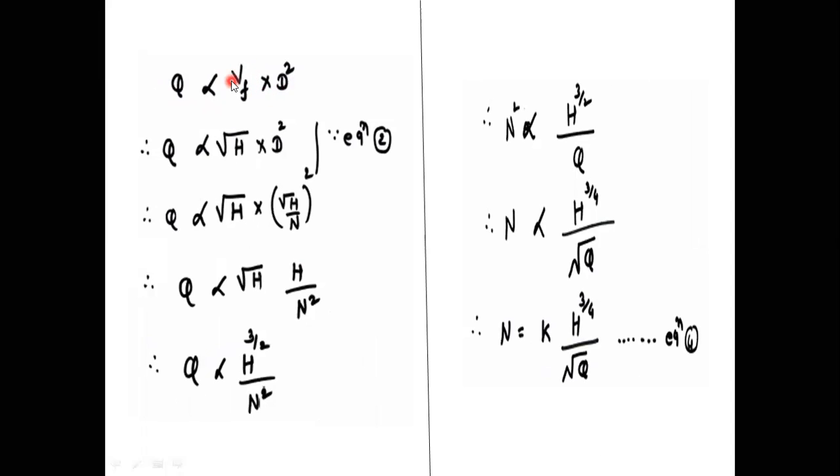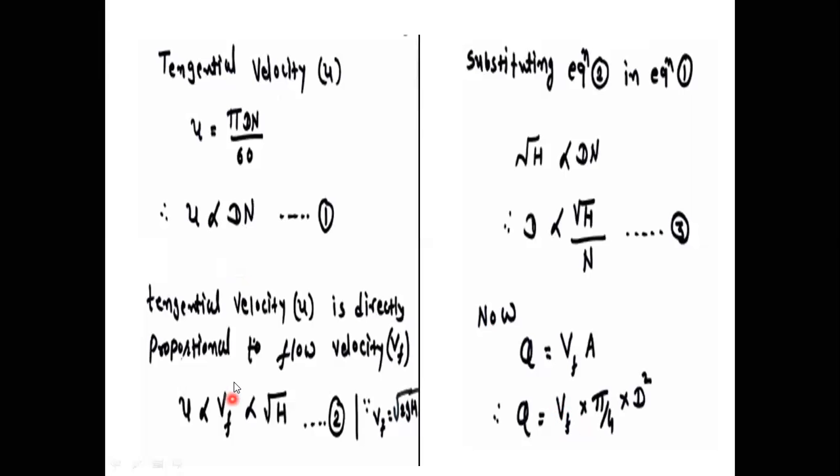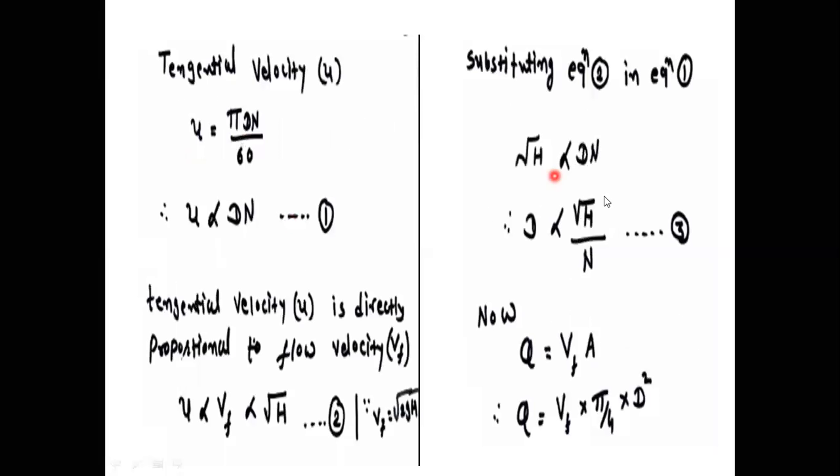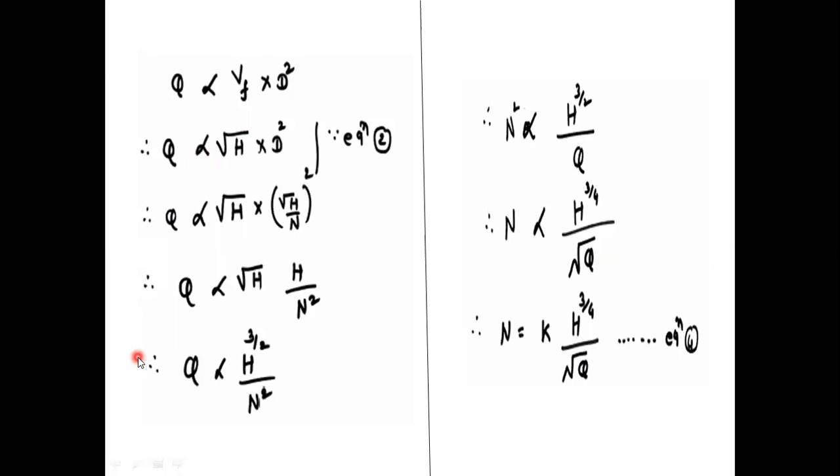Now Vf is directly proportional to square root H, equation number 2. So instead of Vf, we can put square root H. So Q is directly proportional to square root H into D square. Instead of D, I can put square root H divided by N, equation number 3, a whole square. That is why Q is directly proportional to square root H into H divided by N square, since square root and square get cancelled.